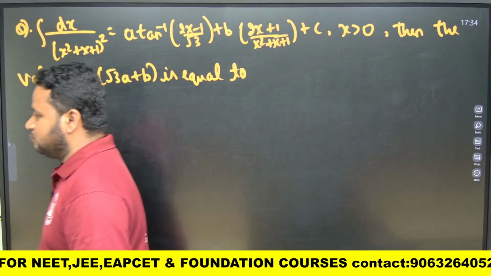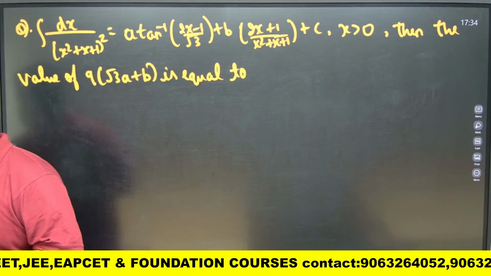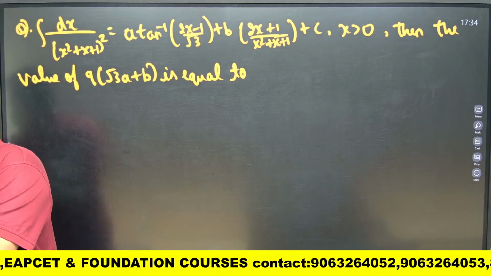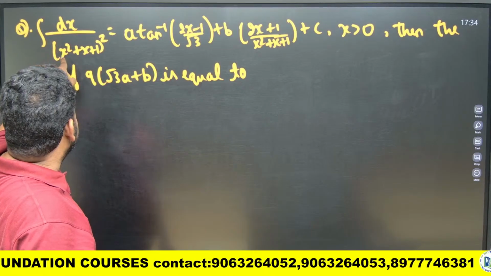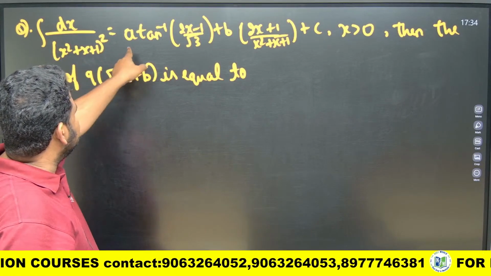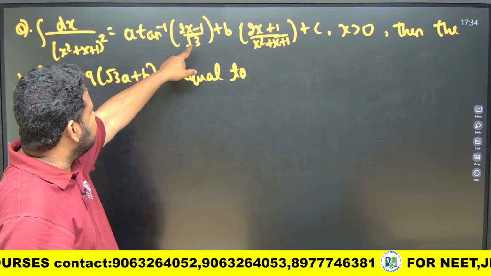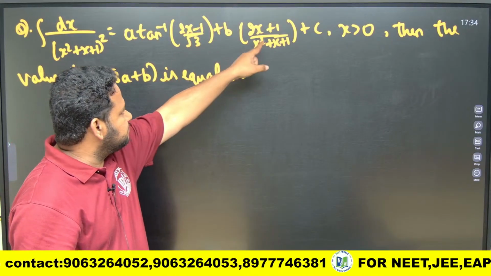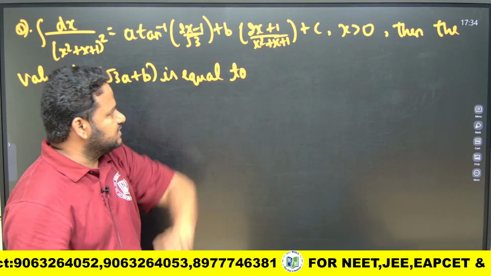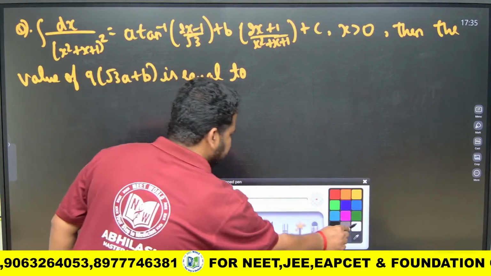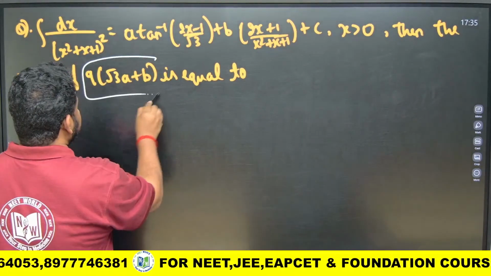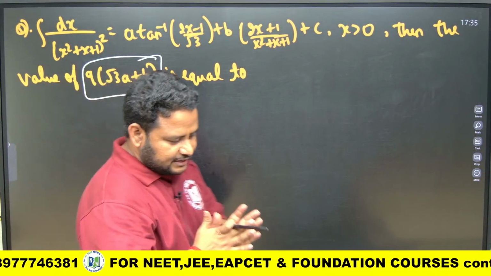So here in this question, what is given? See here, what they have given is the integral of dx by (x square plus x plus 1) whole square is equal to a times tan inverse of (2x minus 1) by root 3 plus b times (2x plus 1) by (x square plus x plus 1) plus c. This is what they have given. So they are asking us to find 9 times (root 3 a plus b).